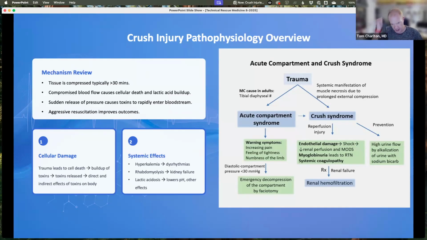Luckily, it's something that I, knock on wood, have never had to do. We typically will try and get that person to the operating room with orthopedics to get it done. Trauma surgeons are also trained in how to do these.